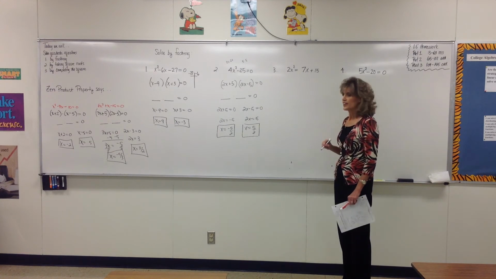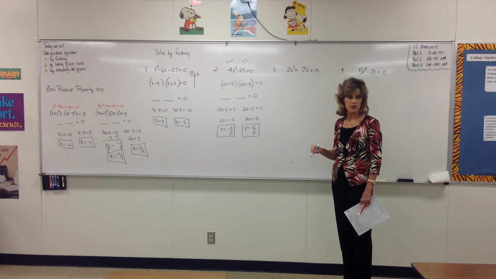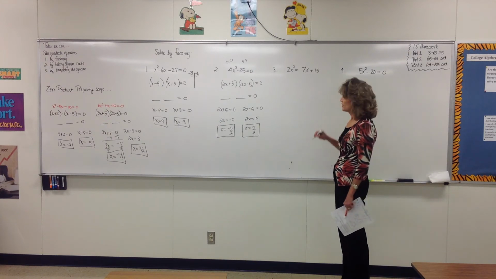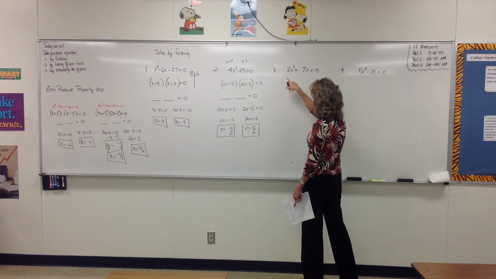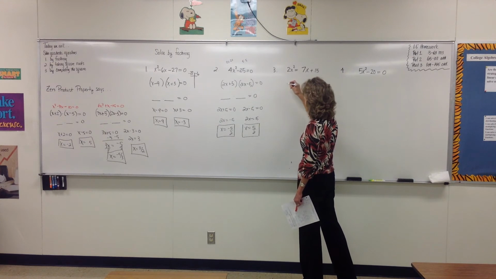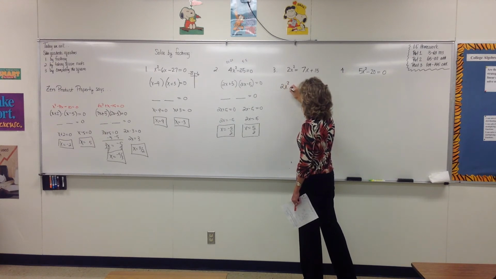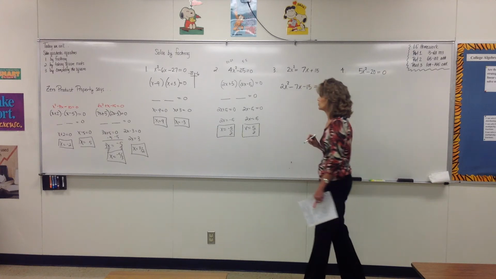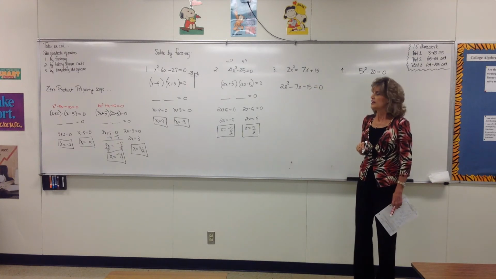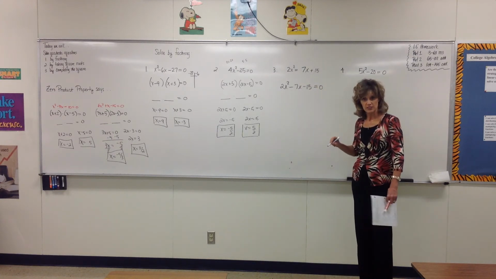On example 3, you can't use the zero product property unless your equation first equals 0. So the very first thing you want to do on this one is subtract 7x and subtract 15 from both sides. 2x squared minus 7x minus 15 equals 0. Now replace the left side with its factored form.